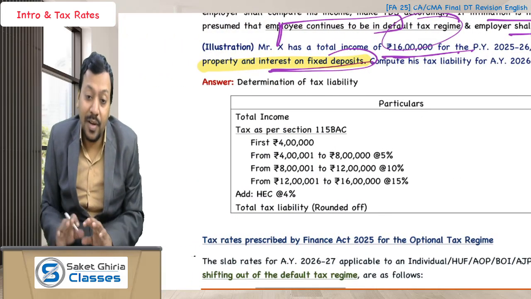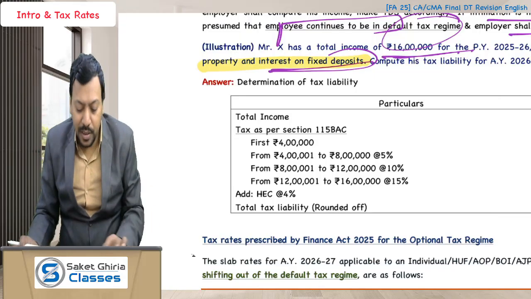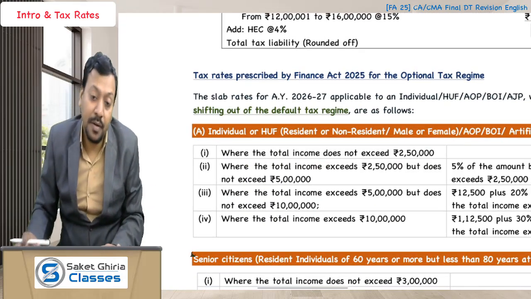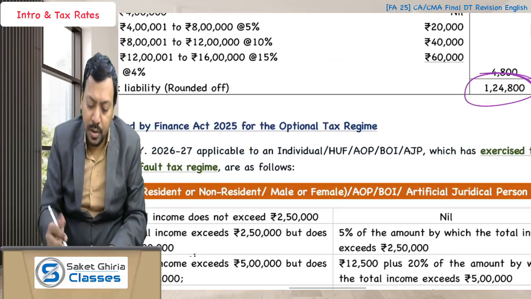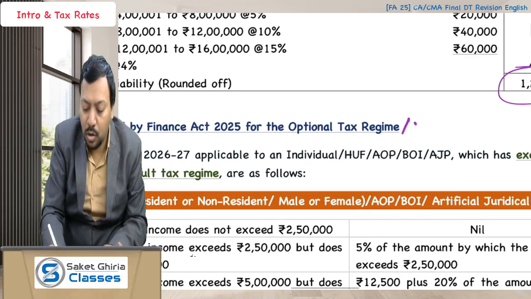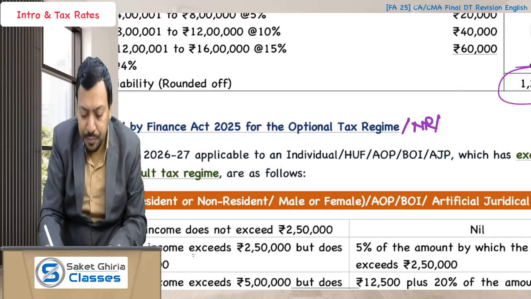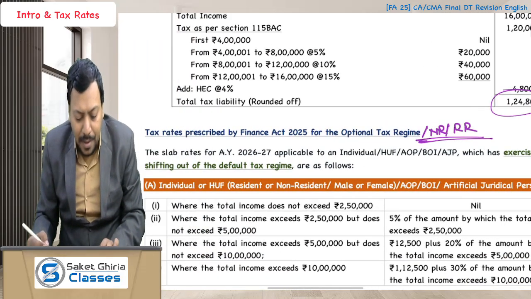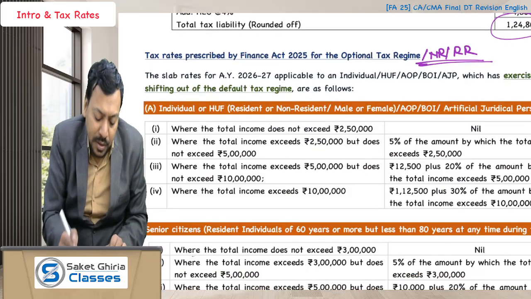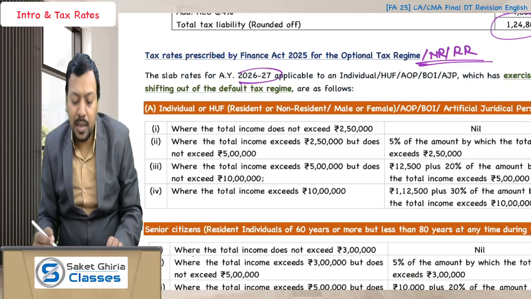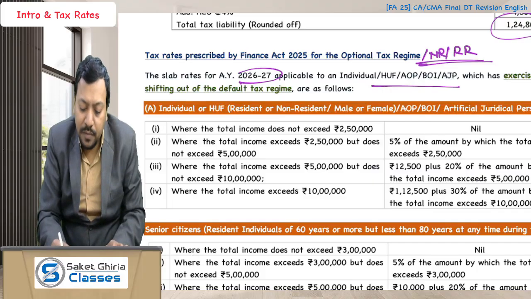Okay, so we have concluded 115BAC. Now we are moving towards Finance Act 2025, meaning the optional regime. The optional regime is also sometimes referred to as the normal regime or regular regime. The slab rates for assessment year 2026-27 are applicable to individual, HUF, AOP, BOI, and artificial juridical person.